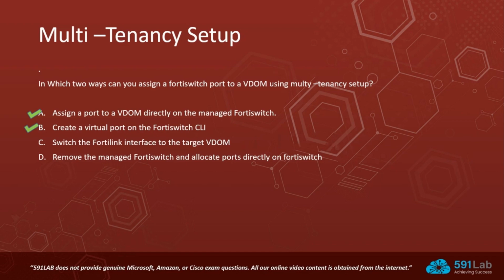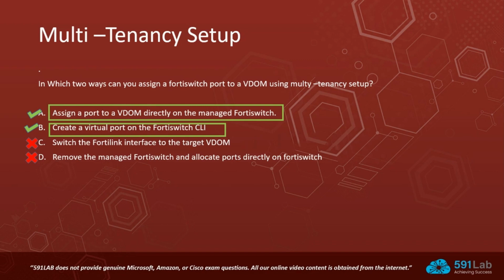Answer C. Switch the FortiLink interface to the target VDOM. No, this answer is incorrect. Answer D. Remove the managed FortiSwitch and allocate ports directly on FortiSwitch. This answer is also incorrect. The correct answers are answer A and B. For further information related to multi-tenancy, you can study more in the FortiSwitch 7.2 study guide, starting at page number 299.